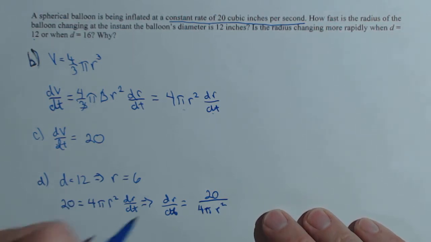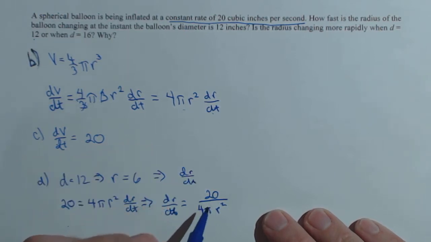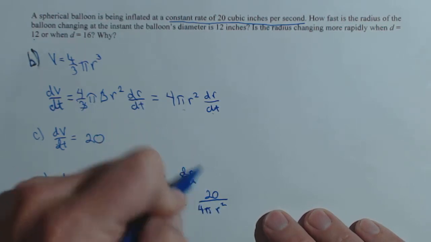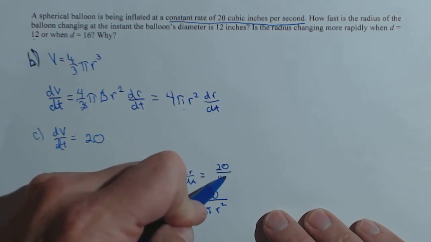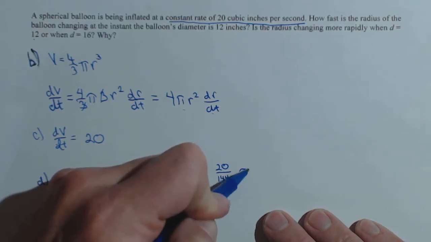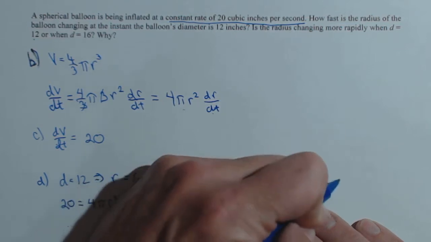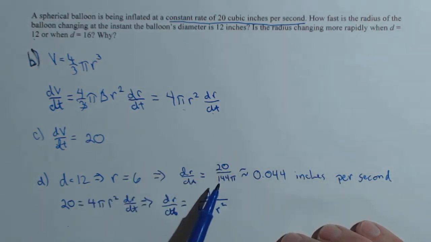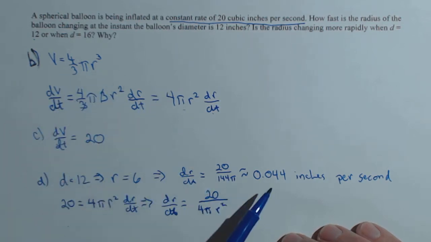So now we can do this when r equals 6. Plugging 6 in for r, first off, let's figure it out exactly. It's going to be 20 over 144 pi, which is about 0.044 inches per second. The reason for those units is it's a change in radius. Radius is going to be measured in inches, and our volume is changing per second, so our radius will be changing per second. So that's how we know the units.